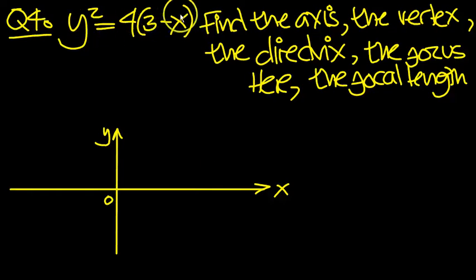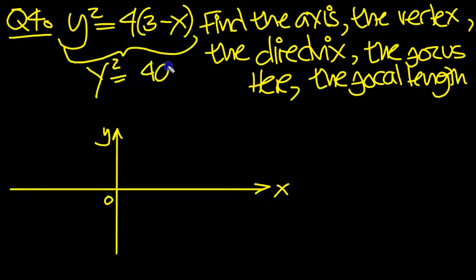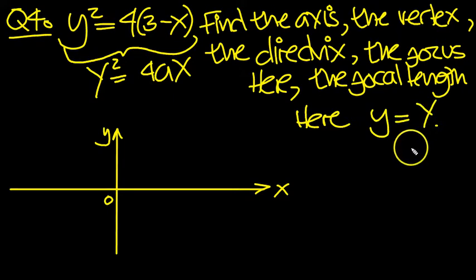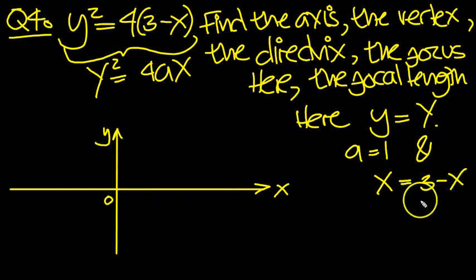y squared equals 4 times bracket 3 minus x. Let's compare that then with our archetype parabola, which we label as what? Capital Y squared equals 4ax. So here the y-axis remains unchanged. Capital Y is the same as y. A is equal to 1 and the capital X corresponds to the 3 minus x value.